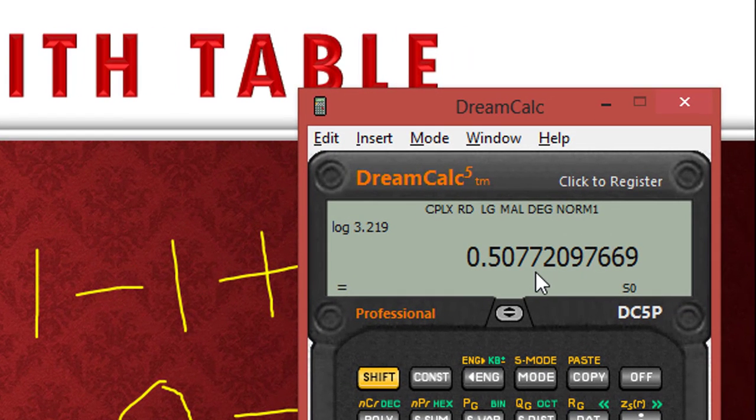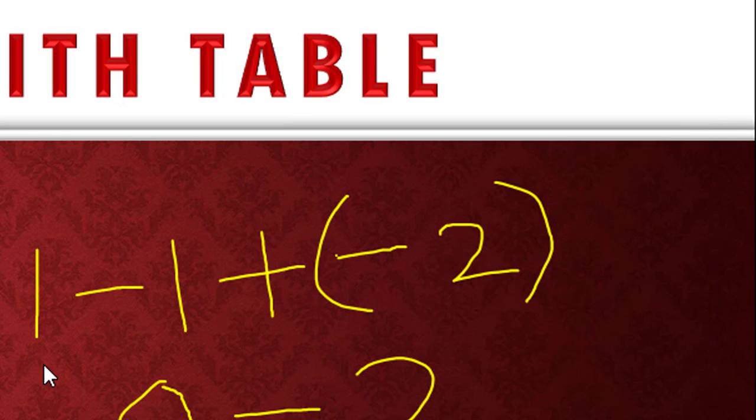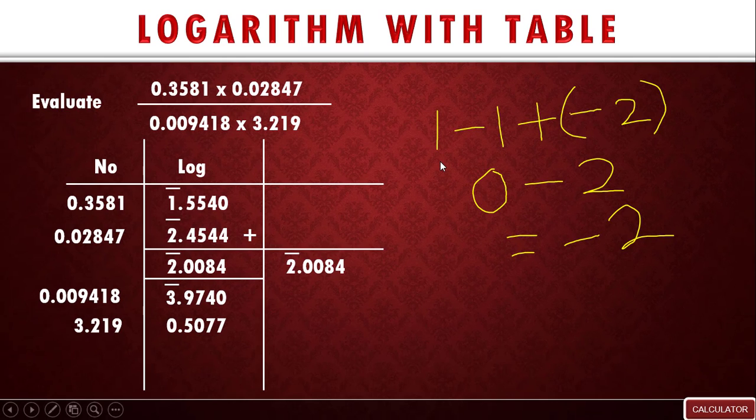So the last 4 digits is this 7. So if we approximate, it's still going to give us the same 7. So we have 0.5077. So the next thing to do now is to obey the multiplication law of logarithm.